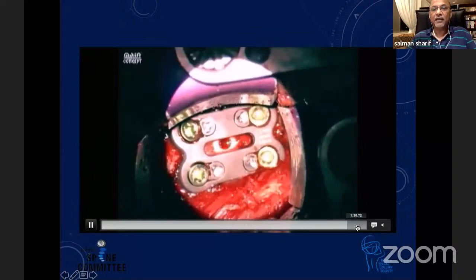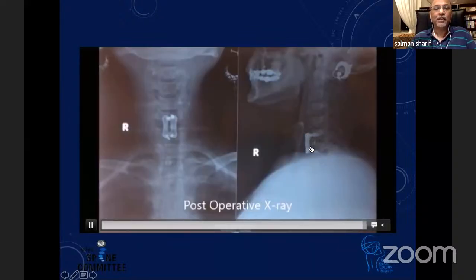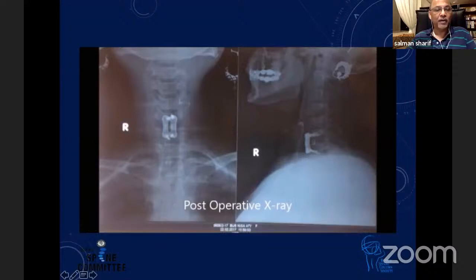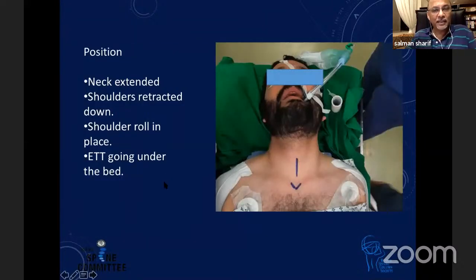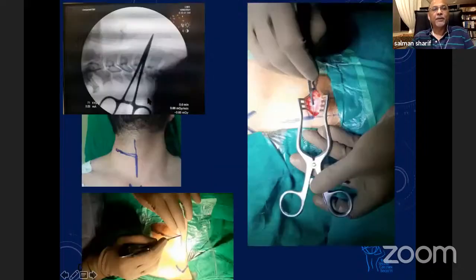And if you can have a post-op x-ray, you can see your screws going away, and this is so important in all our cases. So this is another patient that I did only a few days ago. Position: the neck is extended, depending on what level you're doing. Shoulders are retracted with some kind of tape. If you want to see a lower level, the ETT goes underneath the bed. So it comes around and goes underneath. You don't want your assistant to be pushing on that endotracheal tube. You check the level first, make sure it's the right level.